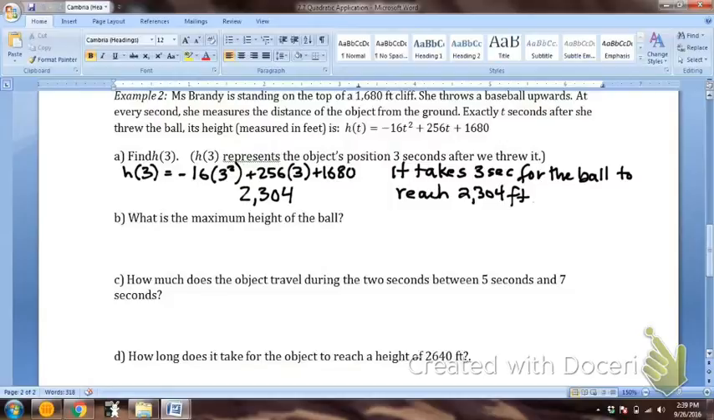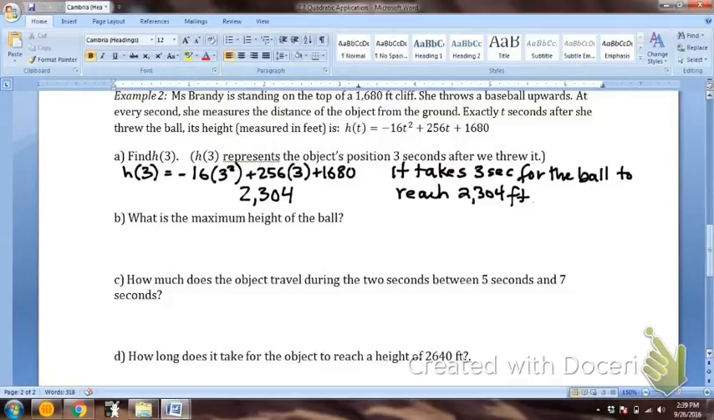That's pretty high. That's a pretty high toss. Miss Brandy threw that thing almost 1,700 feet. What a beast. Wow. I don't think this is realistic, but let's see how many miles per hour that is. No, not right now. But that's pretty fast. She's tossing these balls into orbit.